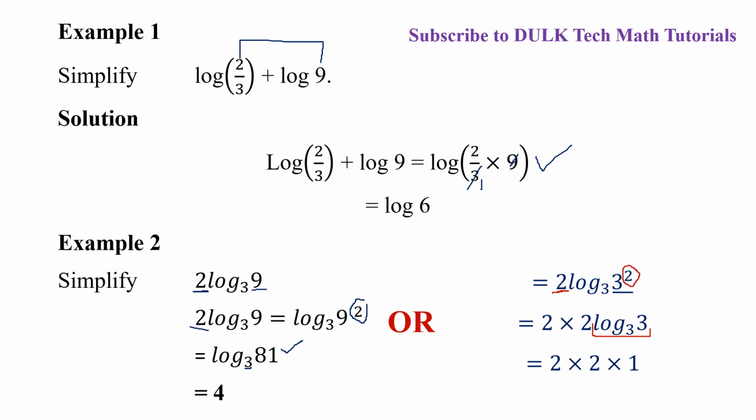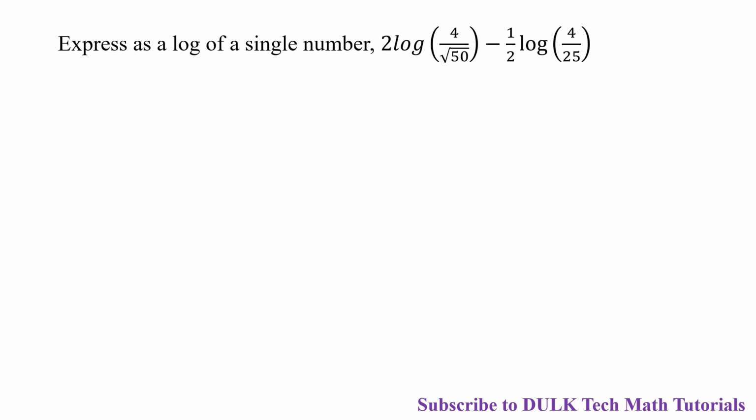Log anything base itself is 1. Right, so this simplifies to 4 as well. 2 by 2 by 1 is also 4. So we will get the same answer, right? Now let's simplify this one as well.